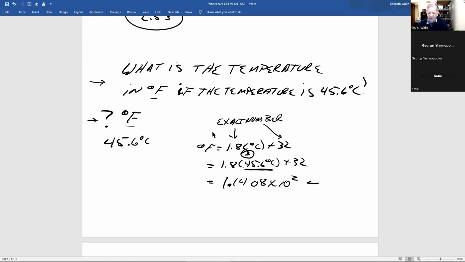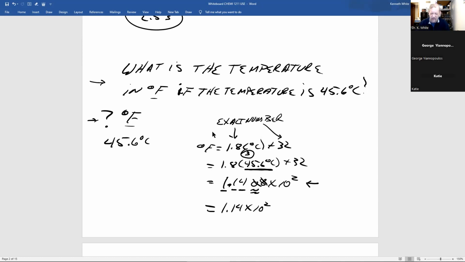So now we have to round this off to 3 significant figures. Keep the 1, keep the 1, keep the 4. Those are my 3 significant figures. And the number to round off is the next number, which I put the double squiggly lines under. And that's a 0. Is that 4 or less or 5 or higher? Hopefully you pick 4 or less. And I drop that and that. And the correct answer here is 1.14 times 10 squared. And that's how you consider exact numbers.